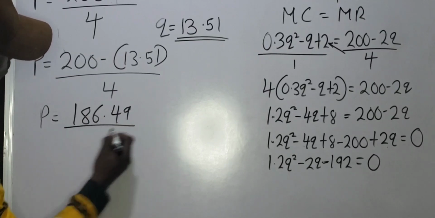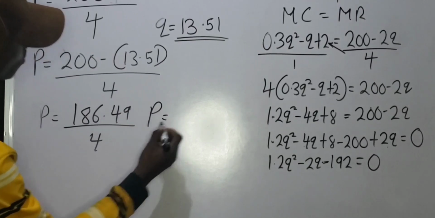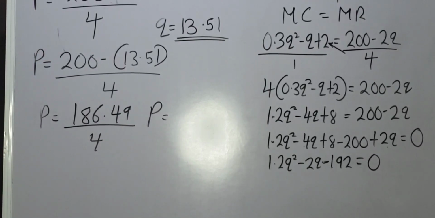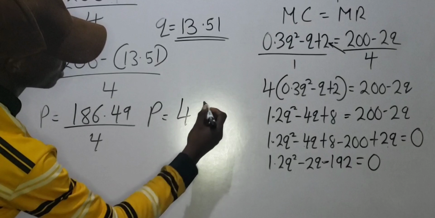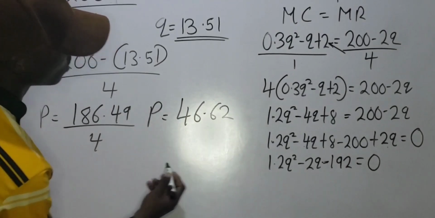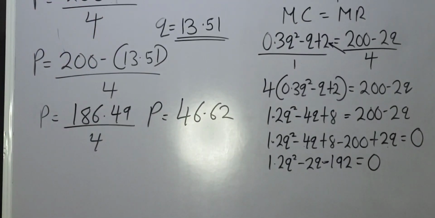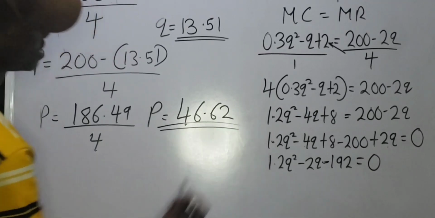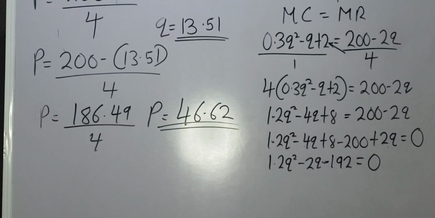186.49 all over 4. So the price at which the firm must sell the quantity to maximize its profit is 46.62. You can put naira, if the question is in naira, you can put dollar, you can put any unit that they give you. You understand? So this is the price that the firm must sell at in order to maximize profit.